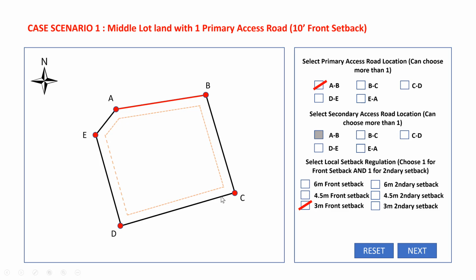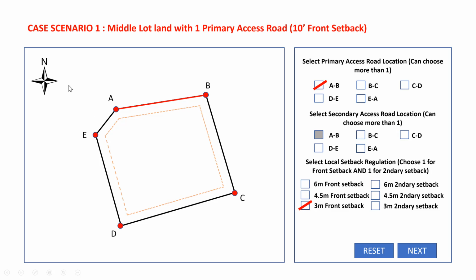For the other sides that we did not choose, it's automatically 3 meters as well, because of the city council rules: if you determine the front setback, the sides and the back setback will automatically be 3 meters. So in this case, all the sides are 3 meters because I chose a front setback of 3 meters.